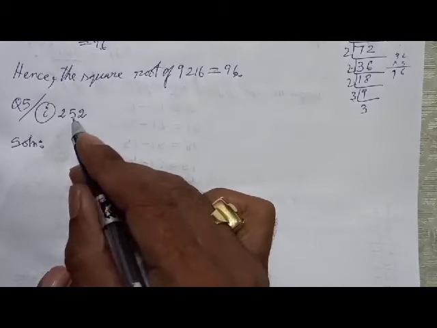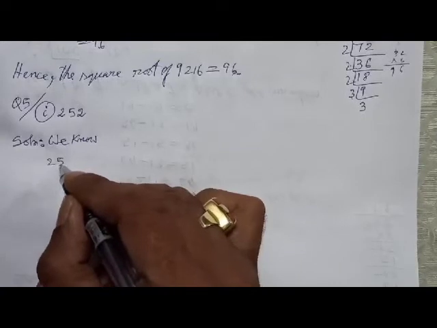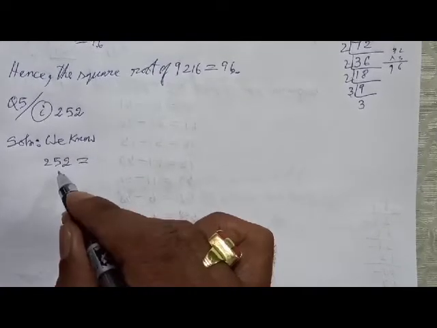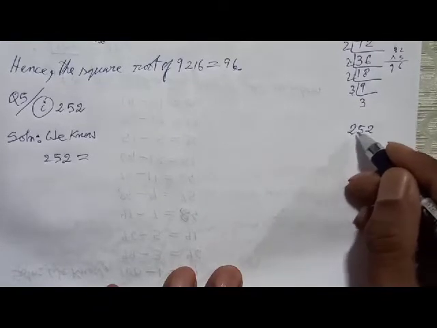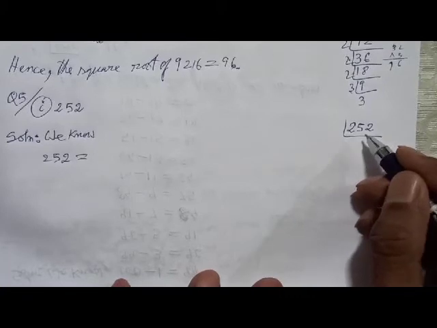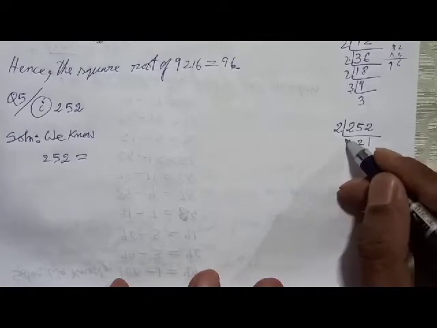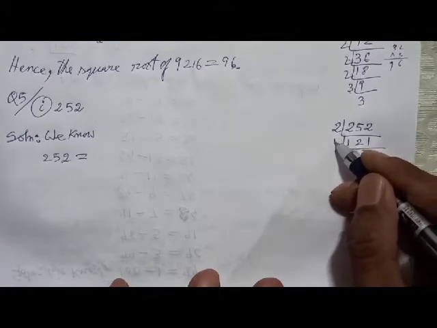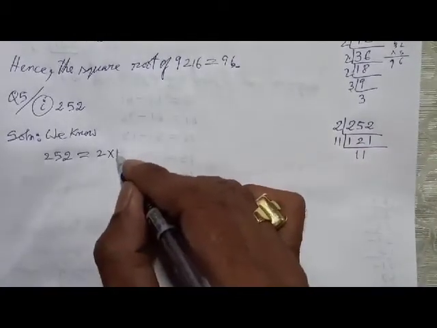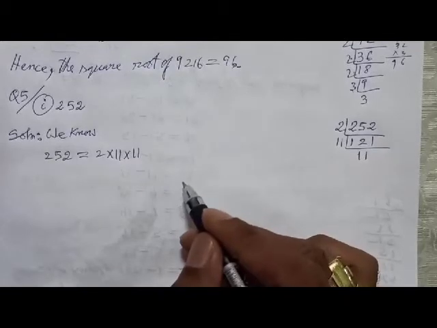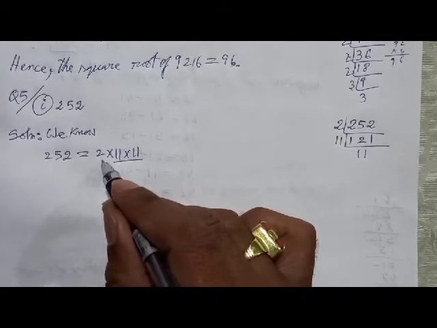Here the given number is 252. We know, for this 252, we have to find out its prime factors. 252 is divisible by 2, so let's divide by 2. 2 1 time is 2, 2 2 are 4, 2 1 time is 2. And this number 121 we can divide by 11, then we are getting 11. So let's write these factors: 2 into 11 into 11. Here if we try to pair the equal factors, 11 are in pair, but this 2 is not in pair.